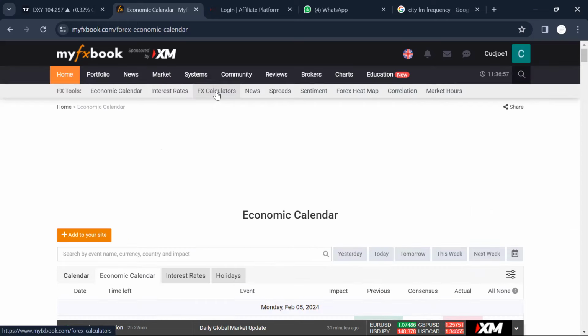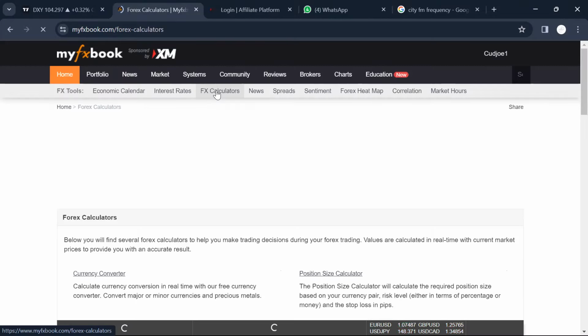Now, watch your screen. You see FX calculators. Now, FX calculators, let's click that. Let's move to that side. That's where we are going to do a calculation and come up with the amount that we intend to lose, or risk. Let me put it that way.